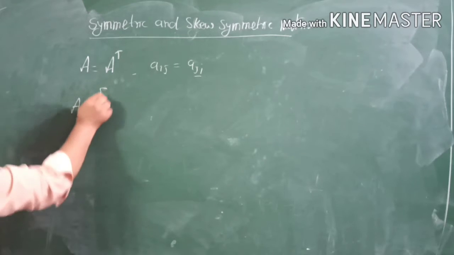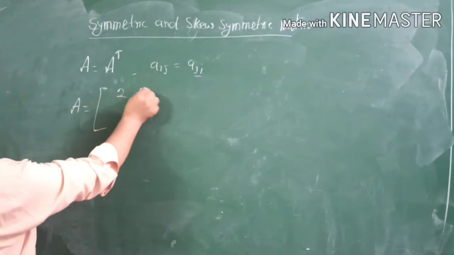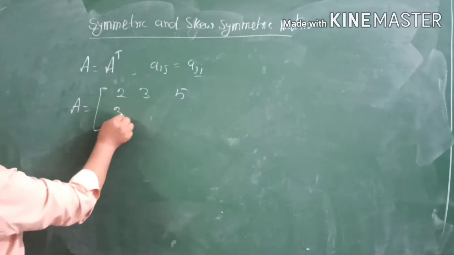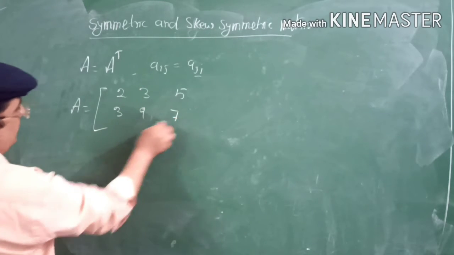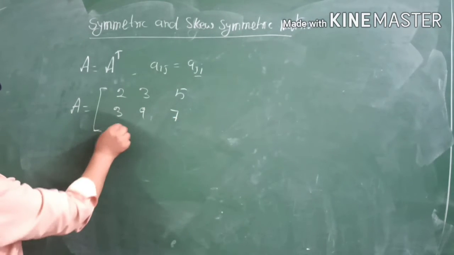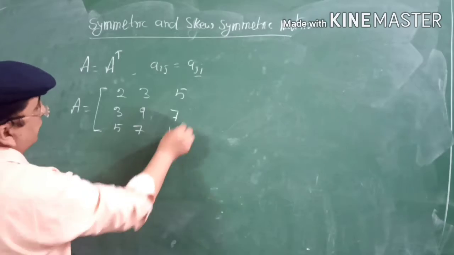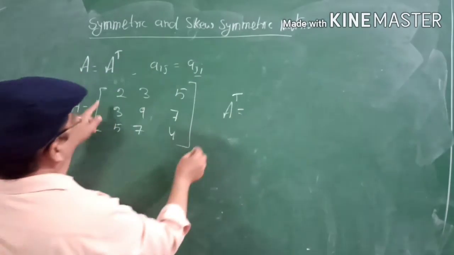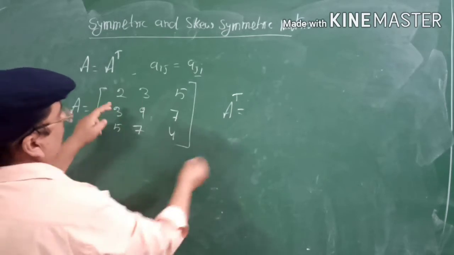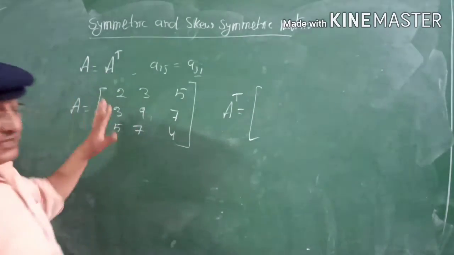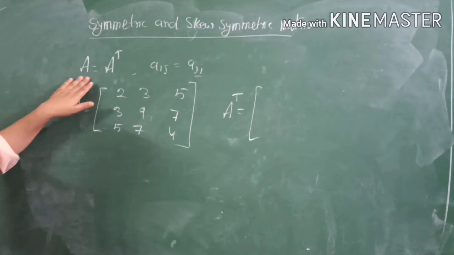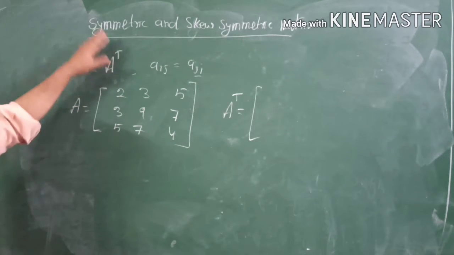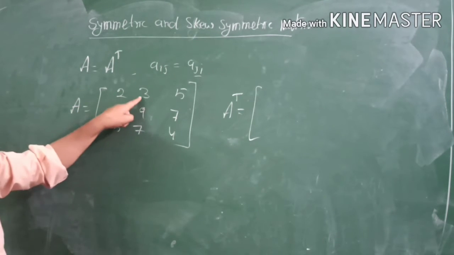Suppose A is a matrix like this way: 2, 3, 5, 3, 9, 7, and here 5, 7, 4. And its transpose, suppose you will do a transpose, A transpose must come. A transpose means we can convert rows into columns. Now see, first of all, what is a symmetric matrix? Symmetric matrix is 1, 3, 5.